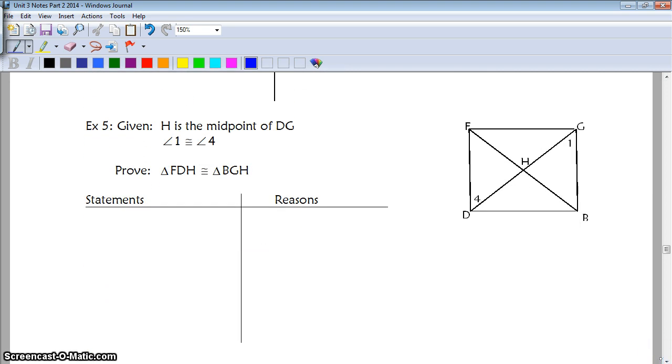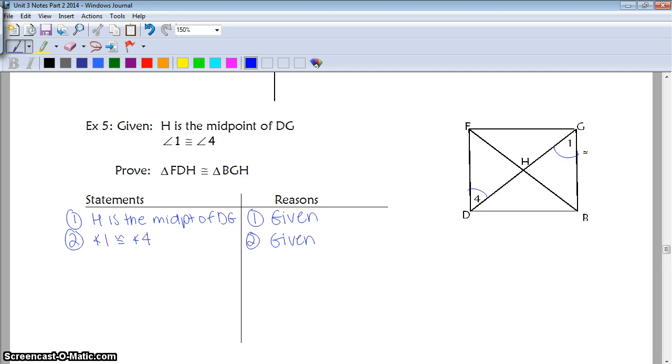So this last example on this page. Again, what are you given? Always start with that. Write that in your proof. Given: H is the midpoint of DG. Your reason is given. What else do we know? We know angle 1 is congruent to angle 4. Again, mark that in the picture. Make sure we put given.